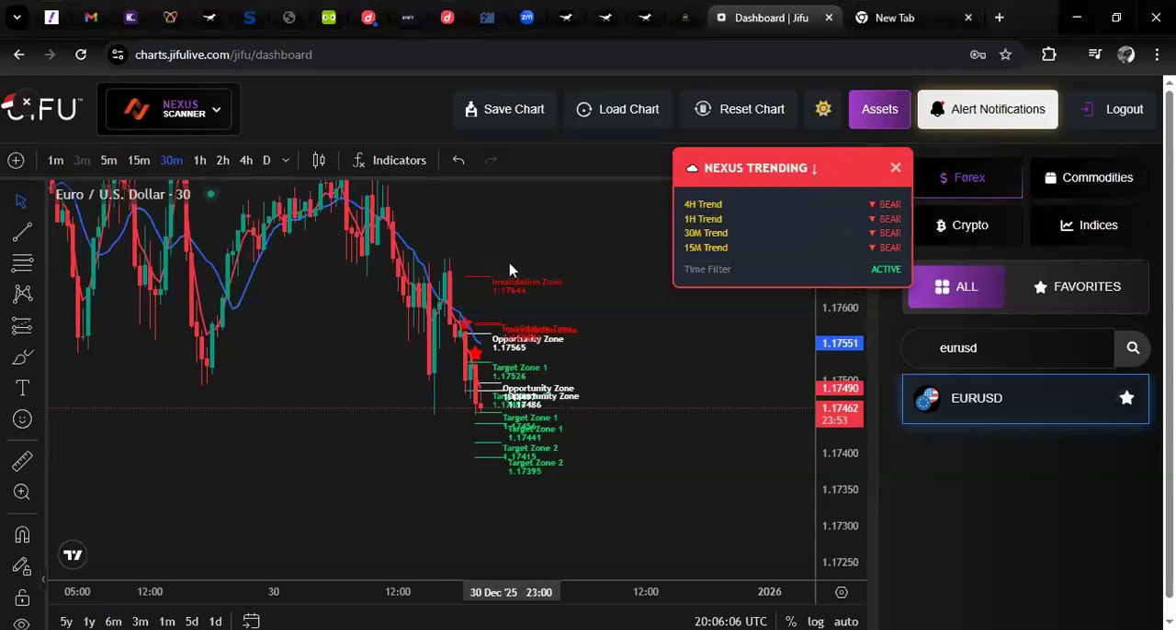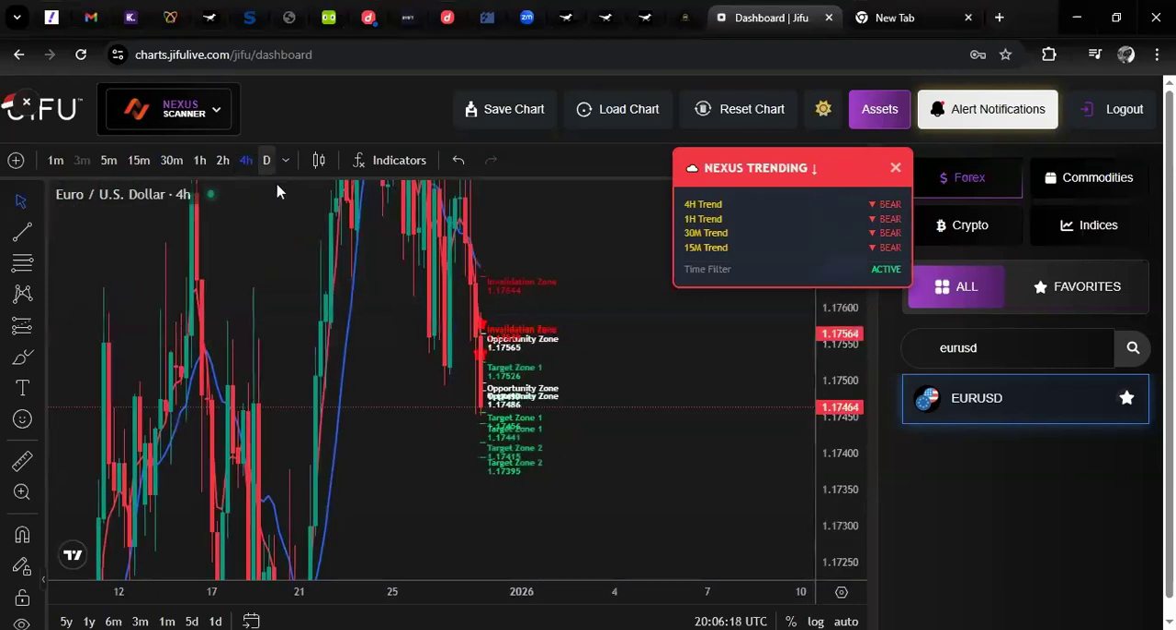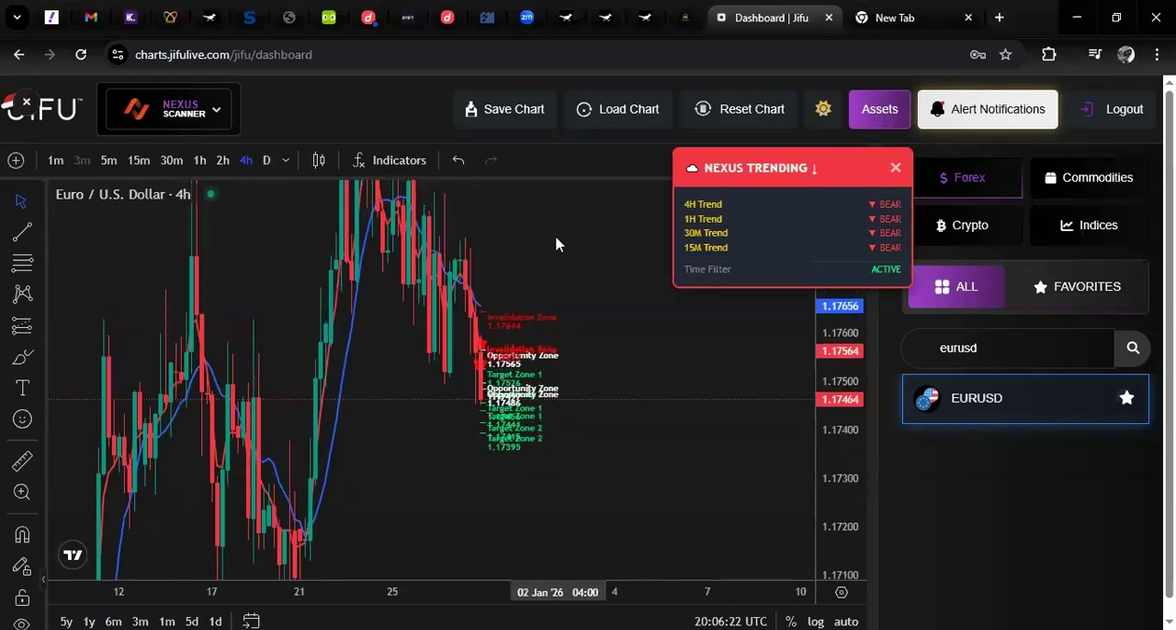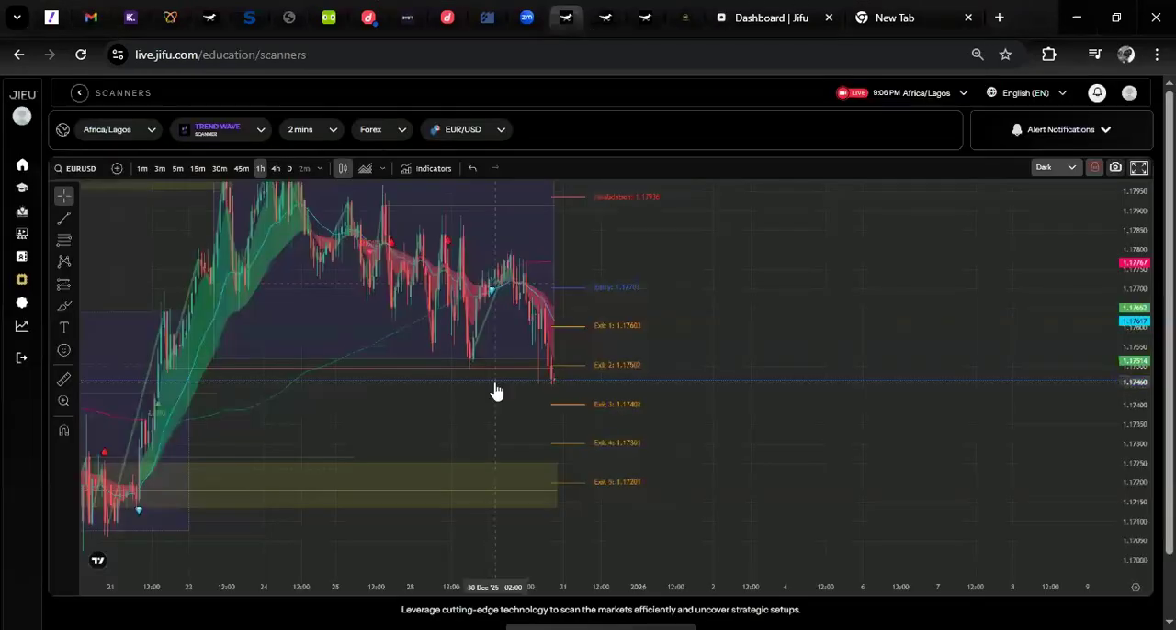All you have to do is look at these. The 4 hours trend, 1 hour trend, 30 minutes trend, 15 minutes trend is showing that it is bearish. All right, it's showing that it is bearish, and that is exactly what you want to be doing. You want to follow the trend. This scanner is designed to follow the trend. The trend wave scanner is also designed to follow the trend.